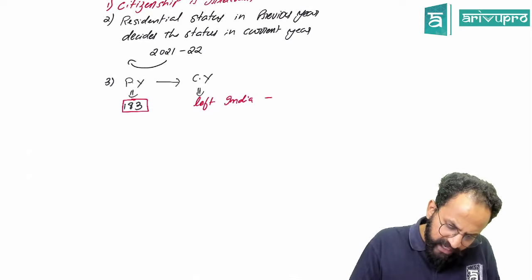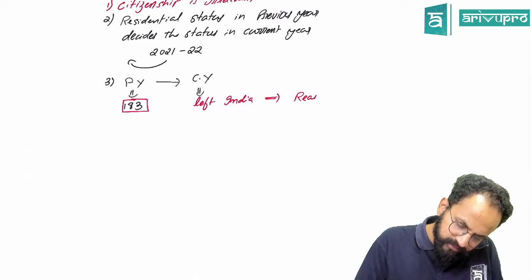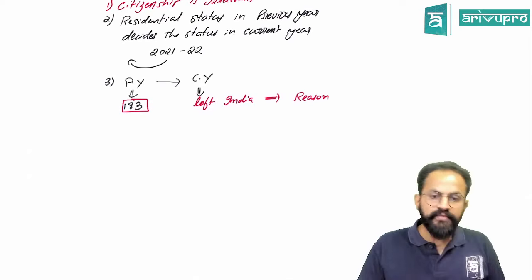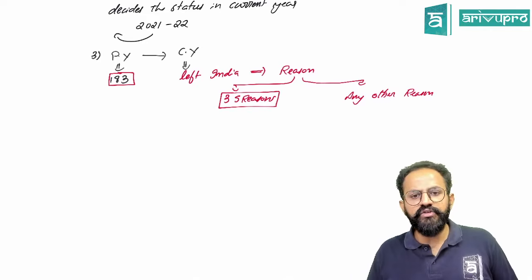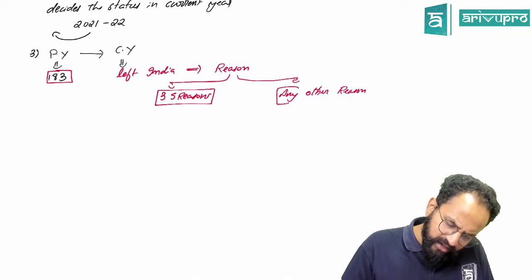Now I'll ask you, why did you leave India? I will ask you for the reason. Listen to this carefully. The reasons can be the 3 specified reasons, or any other reason. So in the previous year, you were in India for 183 days, but in the current year, you wanted to go out of India. Why did you go out of India? Either you had to go out for any of the 3 specified reasons, or you went out of India for any other reason.